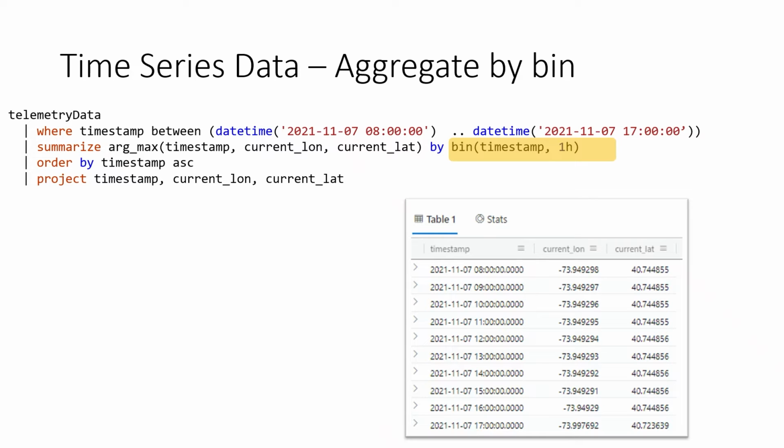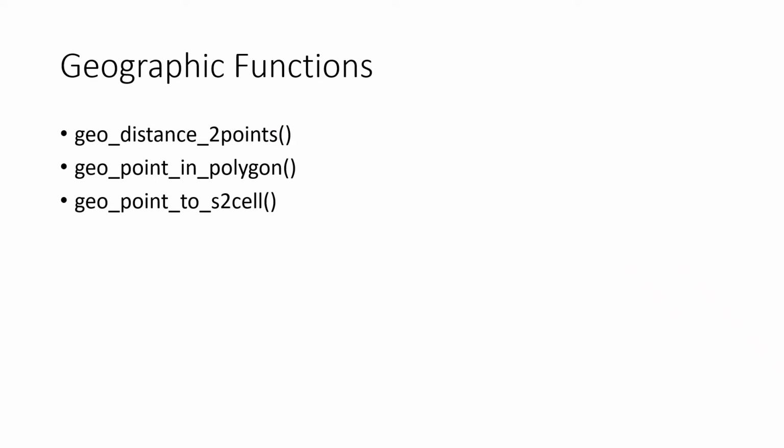And what's nice about this, so this actually raises the question. So okay, I only want one row per hour. Which row do I want? There are thousands of rows per hour if I'm sending out one per second. And the answer is we use one of these aggregation functions. In this case, argmax. We want the maximum timestamp.